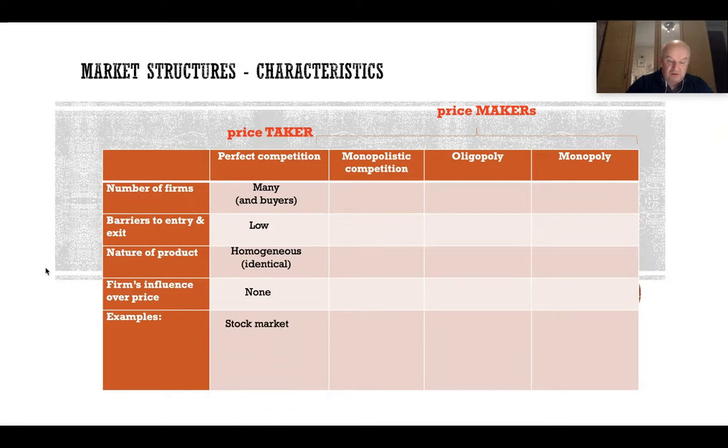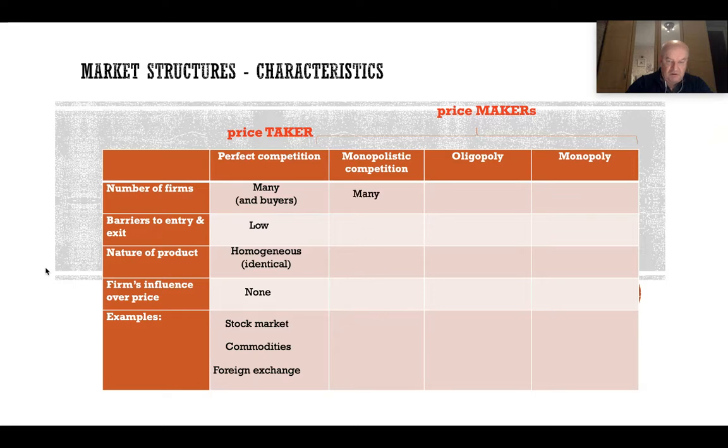And some examples, okay, the stock market is a classic example where there are a large number of firms, there's low barriers to entry, etc. The commodities market is another one where effectively we've got very similar product and very little influence over price. The market is deciding the price. And also we've got the foreign exchange markets, which are in the same way that the other markets are, very much down to the free market. And that clearly, in that case, means that we are price takers in that scenario.